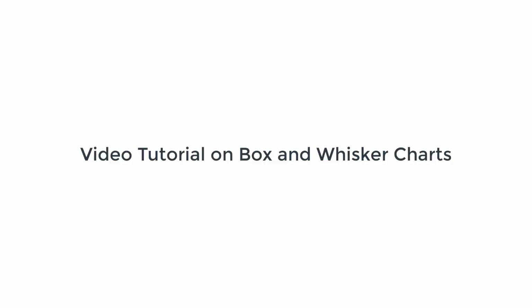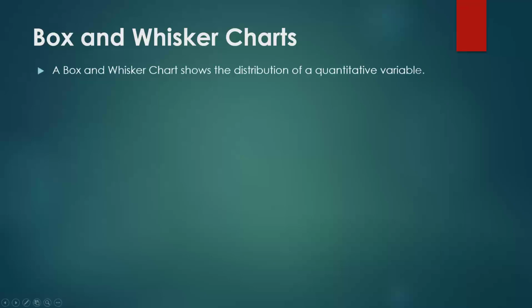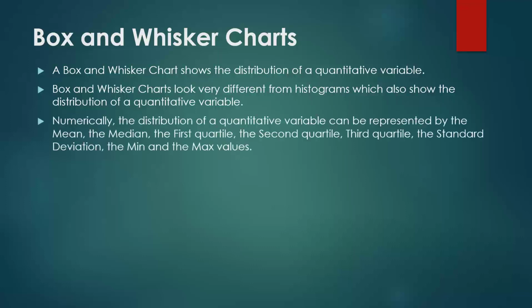In this video, we will learn about box and whisker charts. A box and whisker chart shows the distribution of a quantitative variable's values. Box and whisker charts look very different from histograms, which are also used to show the distribution of a quantitative variable. So how are box and whisker charts different?